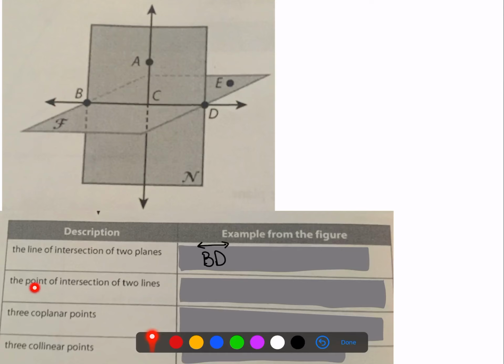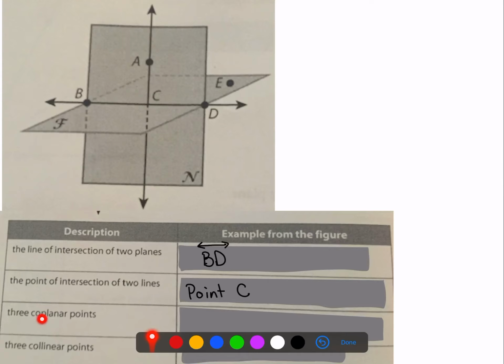Next, the point of intersection of 2 lines. So again, we're going to be looking for 2 lines. I see that we only have 2 lines here, and with this, we want to see where they intersect. Looking at this, we can see that they intersect at point C, so that would be our answer. Point C is where these two lines intersect each other. There are no other lines up here, so that leaves us with only point C as the correct answer.